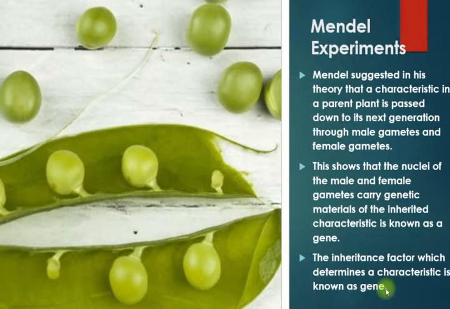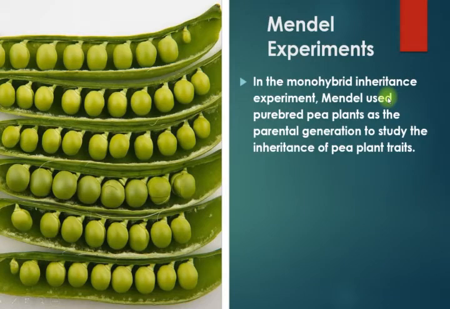Okay, so in the monohybrid inheritance experiment, what is monohybrid inheritance? It involves the inheritance of one characteristic; only one characteristic is involved. Mendel used purebred pea plants as the parental generation to study the inheritance of the pea plant's trait. So you have to know that Mendel used purebred pea plants.